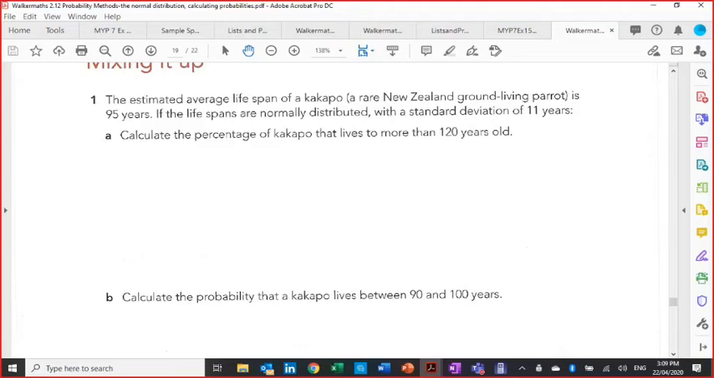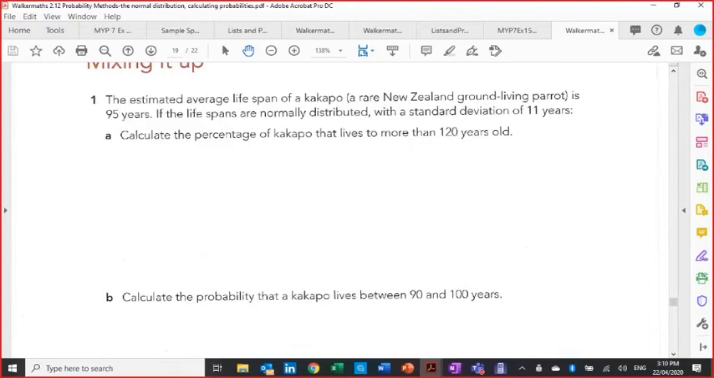Okay, so let's look at one of these. Just the estimated lifespan for a kakapo, a rare New Zealand ground-living parrot, is 95 years. If the lifespans are normally distributed with a standard deviation of 11 years, calculate the percentage of kakapo that live more than 120 years old. So in this case, there are a couple of things we need to talk about.